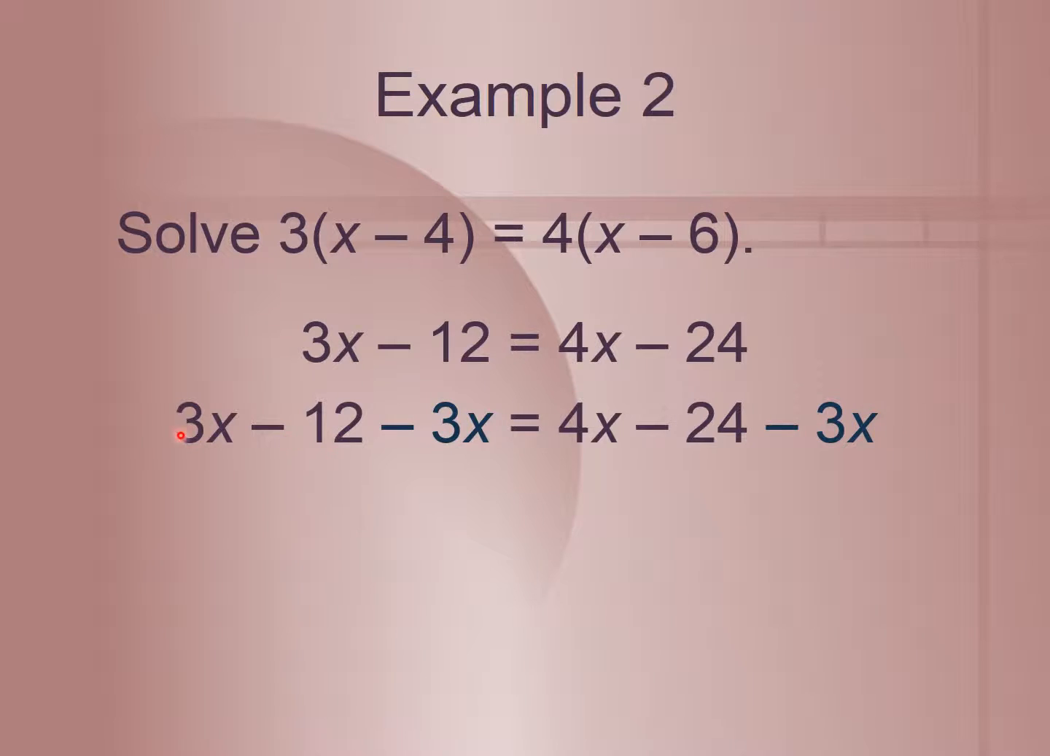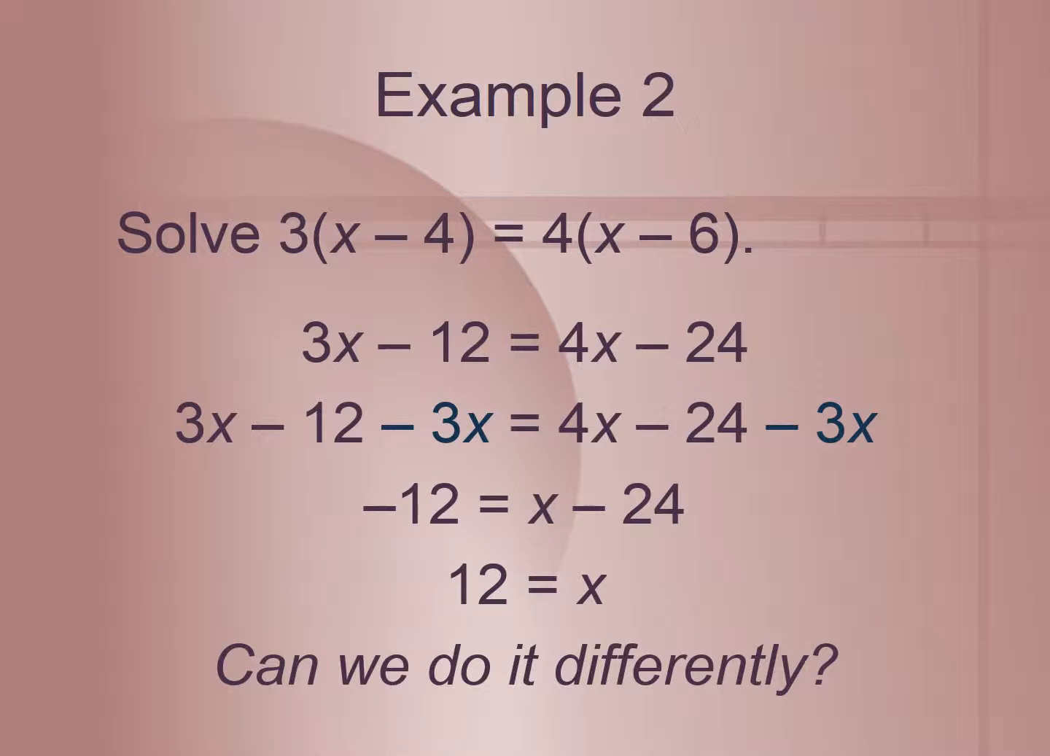So 3x minus 3x leaves me just negative 12. And then 4x minus 3x leaves me x. And then, of course, the minus 24. Now I've got a two-step equation. To solve for x, I'm going to add 24 to both sides. Negative 12 plus 24 is 12. And so now I have 12 is equal to x.